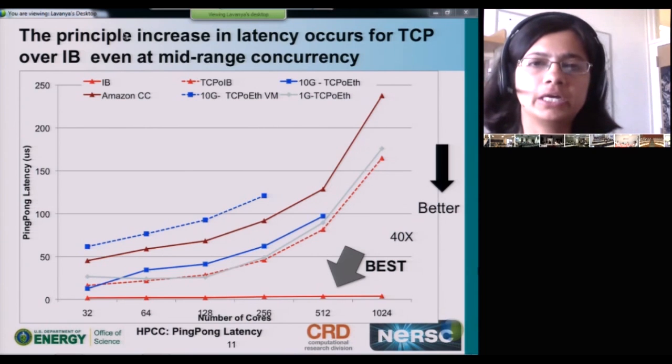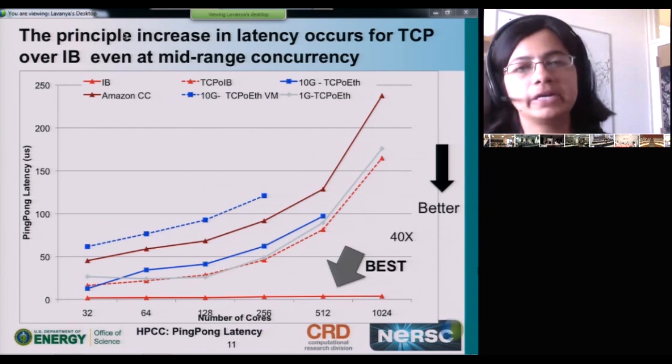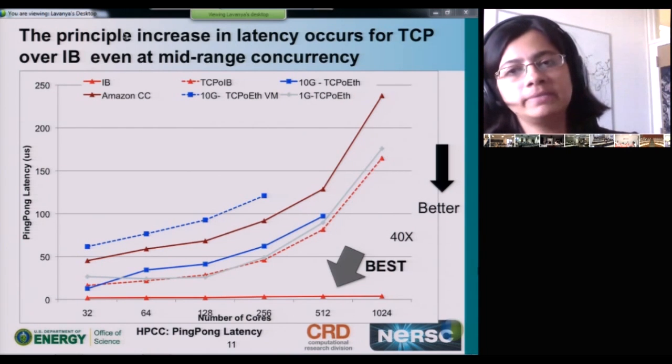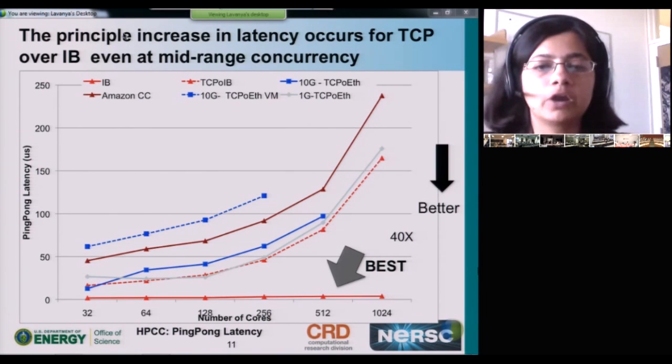One thing I forgot to mention here was one of the reasons we picked 10 gig was that 10 gig was the closest that you will see to what's available on Amazon CC. Amazon CC is supposed to have 10 gig. So having a 10 gig on our system helped us have a similar environment here. Our 10 gig VMs perform worse than Amazon's, but our hypervisors have not been tuned. They don't have any special optimizations other than what comes out of the box.